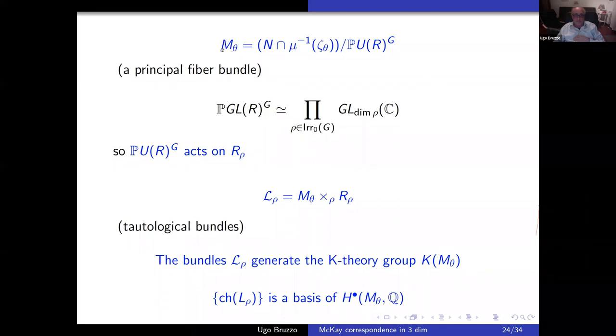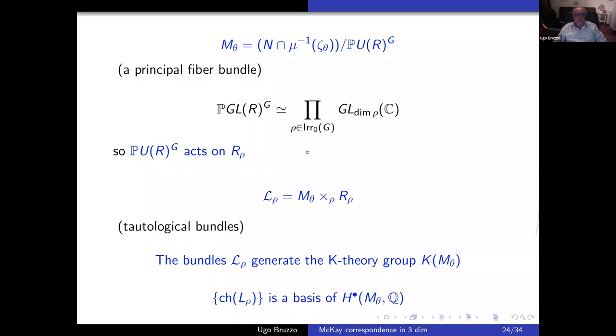Note that the font of M is different. It's not script, because this in principle might be different. And since this is a principal bundle, in a natural way you can construct the tautological bundles as associated bundles. And here you can prove that the bundles generate the K-theory group, the Grothendieck group, of this quotient, and also that the Chern characters are a basis of the cohomology ring of M theta.